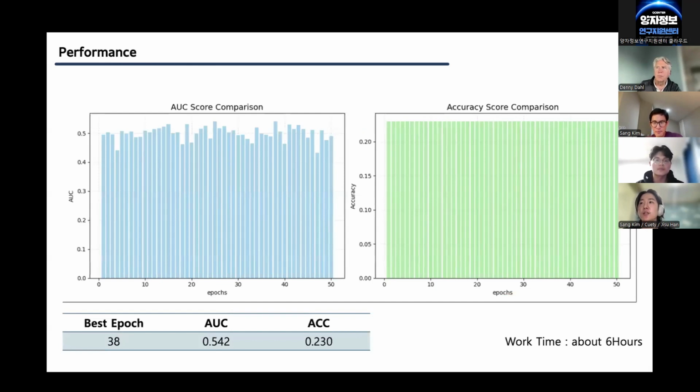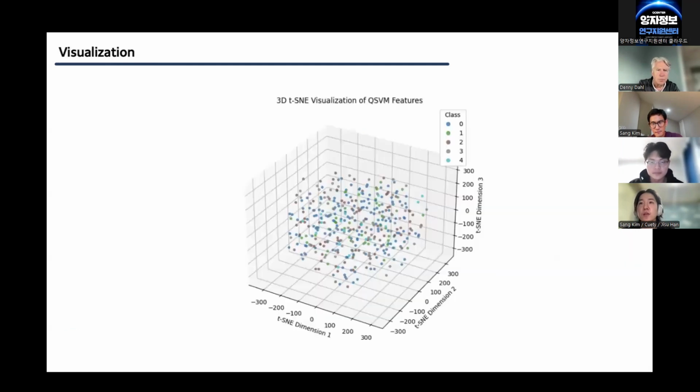Due to this insufficient learning, we observed the overall performance of the QNN was significantly lower compared to the baseline model. As a result of insufficient training, the 3D visualization also showed that the features were not well separated, indicating poor classification performance.